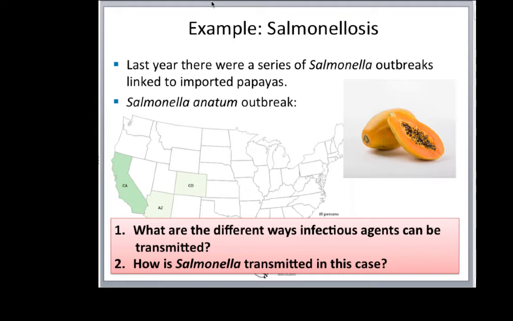In this case, actually, if we want to skip to number 2 real quick, what is the mode of transmission for Salmonella in this case? The vehicle transmission. Yeah. What is the vehicle in this case? What's carrying the Salmonella? Papayas. Yeah. Perfect. So what are some other, flipping back to 1, what are some other ways that infectious agents can be transmitted that we talked about in this class?